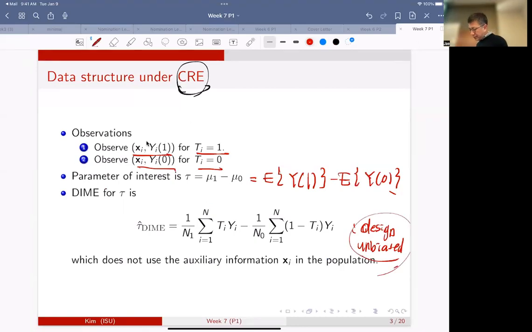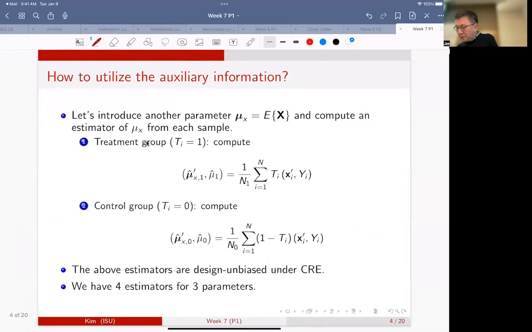Okay. But you can see that you just use the sample only, right? This one uses the t equals 1 sample. This one uses the t equals 0 sample. So it doesn't really use the additional information. So maybe there's some room for improvement. So the idea is, how to utilize the observable information?